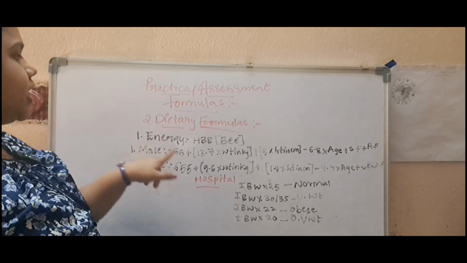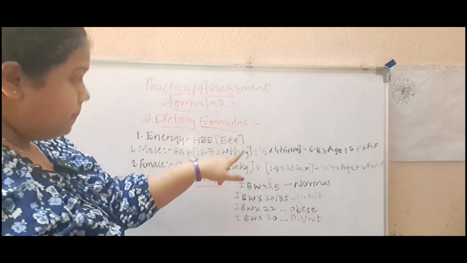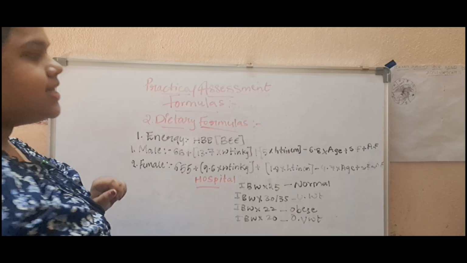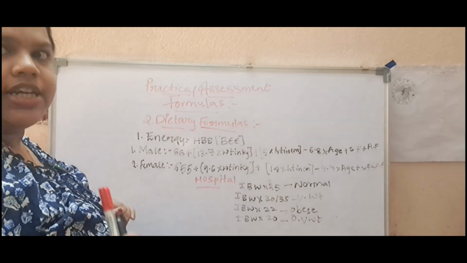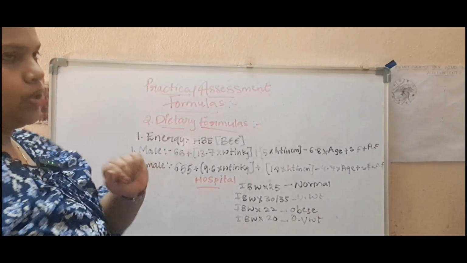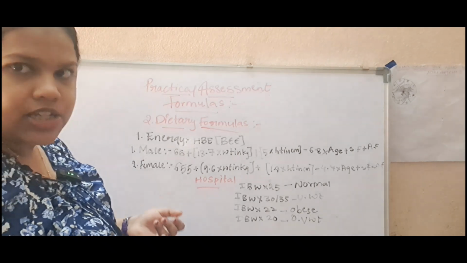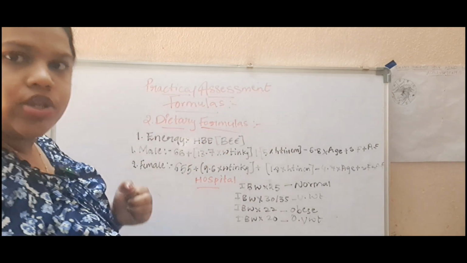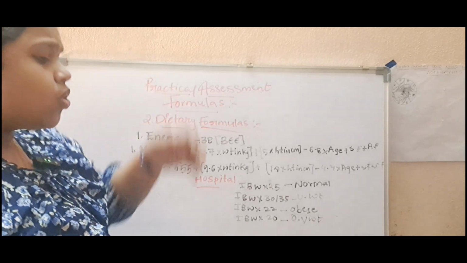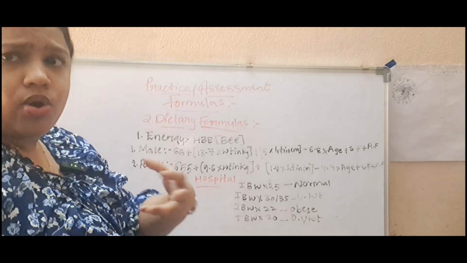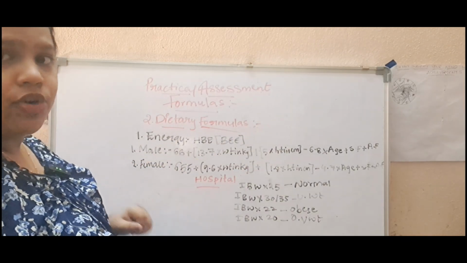For male it is 66 plus 13.7 into weight in kgs plus 5 into height in centimeters minus 6.8 into age plus stress factor and activity factor also we have to include. In anthropometric assessment only we have to include physical activity factor as well. That gives you the activity, that means the sedentary, light exercise, also daily exercise, that we will also include in the physical activity, right? So that activity factor also we have to include.